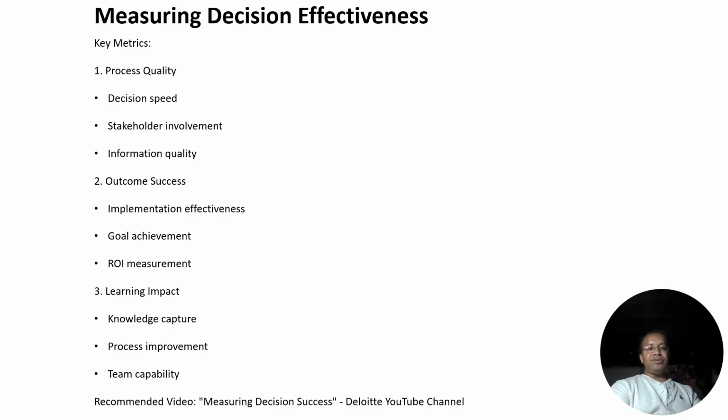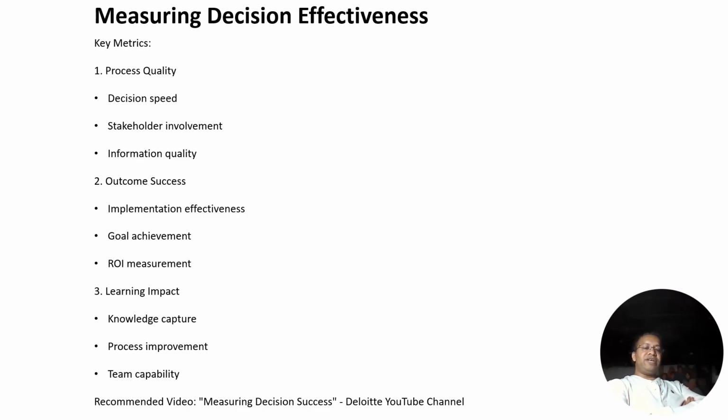So the key metrics that you could use for measuring decision effectiveness is process quality. Obviously, decision making is a process. How quickly were decisions made? That decision speed is a metric. Stakeholder involvement: how involved, engaged, motivated were stakeholders? The quality of information that was shared among stakeholders, the quality of information that was used at making a decision and implementing a decision. These are all process quality metrics, which is again very important for measuring decision effectiveness.